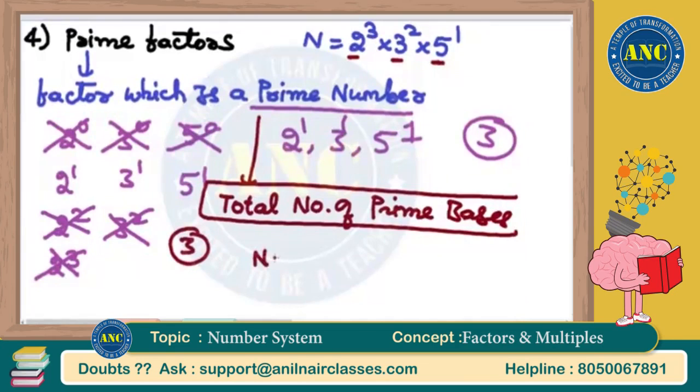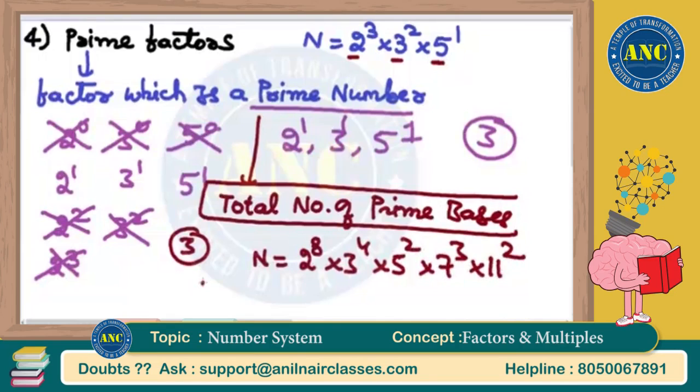Suppose the question is 2 power 8 into 3 power 4 into 5 square into 7 cube into 11 power 2. Total number of prime factors is nothing but the total number of prime bases: 1, 2, 3, 4, 5. What will be the answer? The answer will be 5.